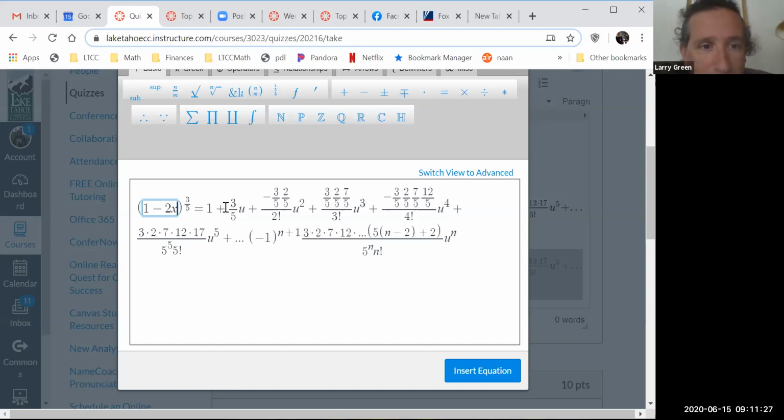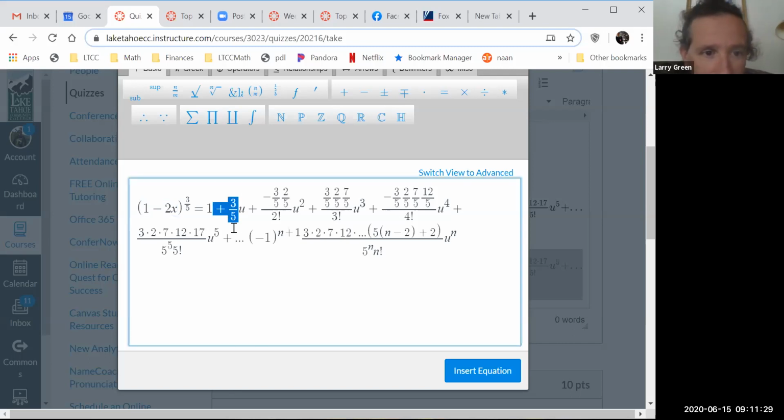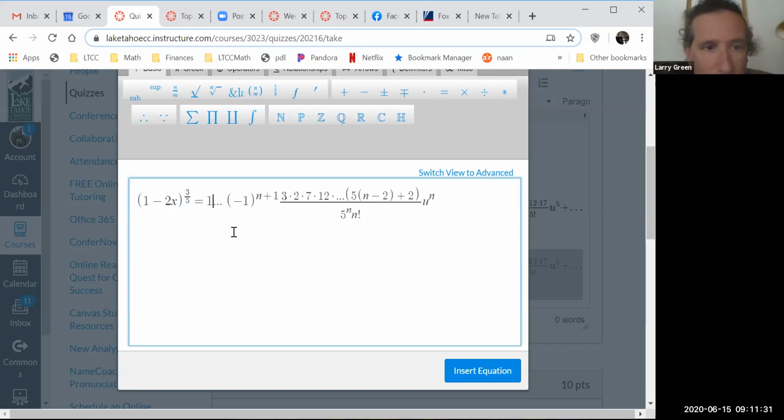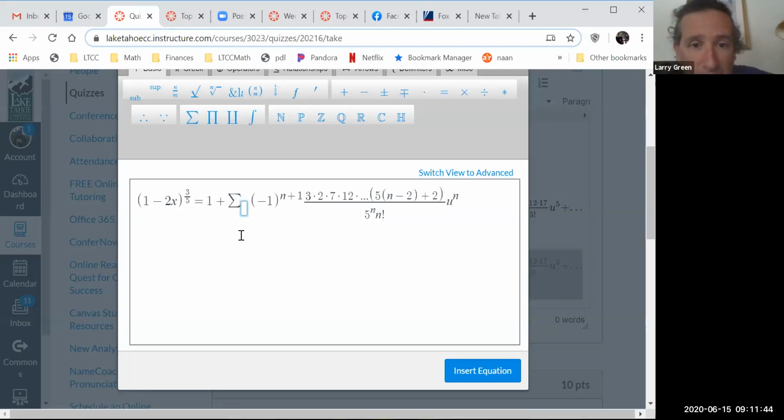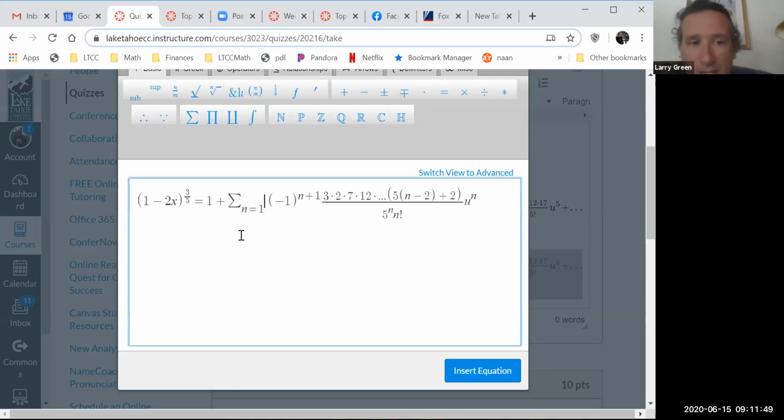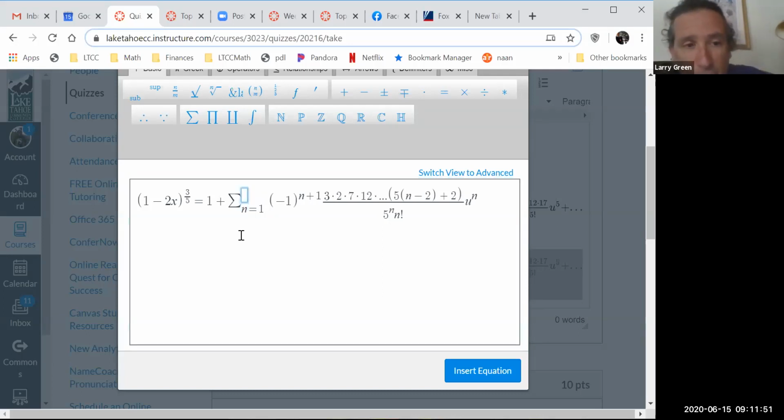So now I can get rid of everything else, and I can write plus, and now I can write summation, and we're going to go n equals 1 to infinity. This is where you've got to put in the n equals 1, because normally you say n equals 0, but the 0, 1 is a special case. N equals 1 to infinity.